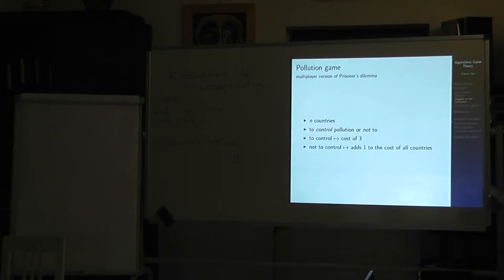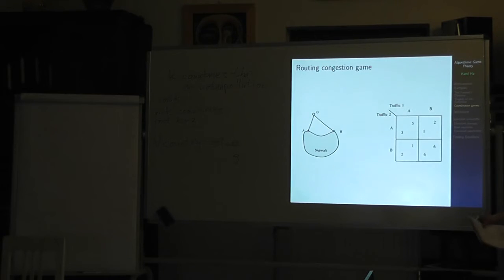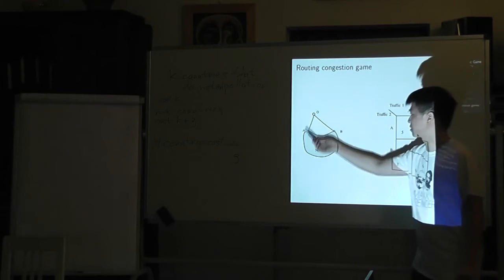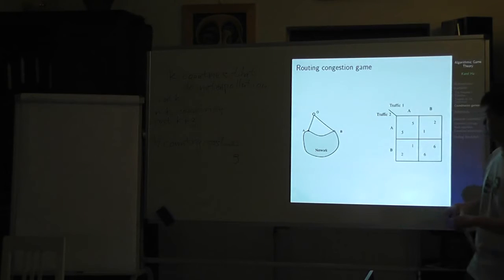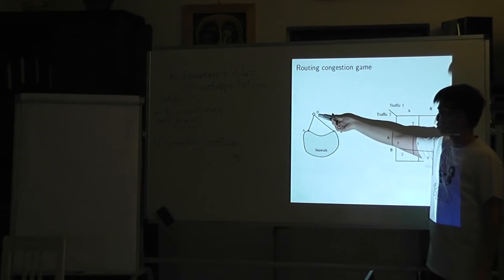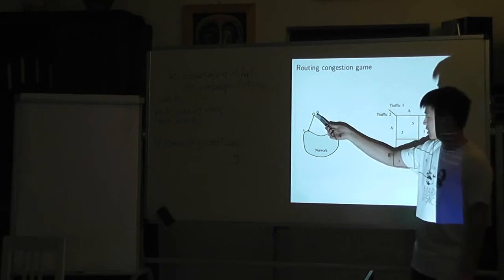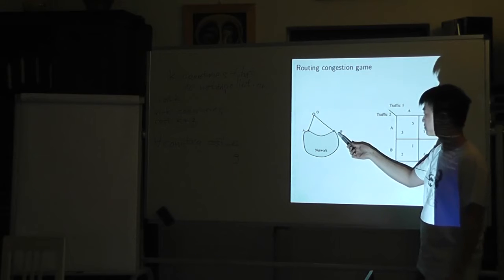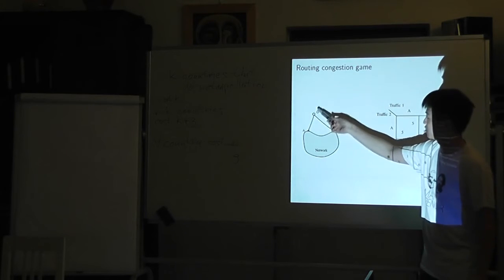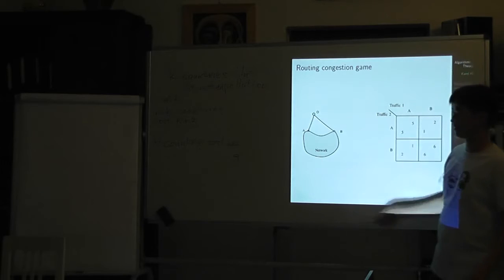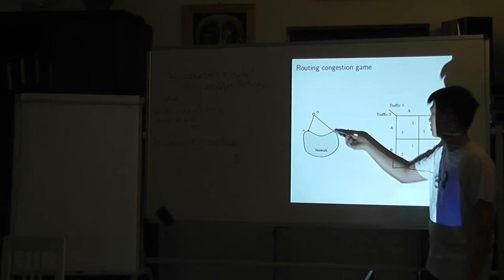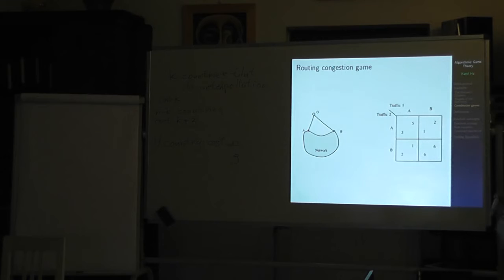Okay, so we can move to the next game. And this is a game called Routing Congestion Game. So imagine there is a network, the internet network. And here we have some proxy node or some router. And there are two connection points, A and B. A is closer to O, so it would have a lower cost, while B is slightly farther away.